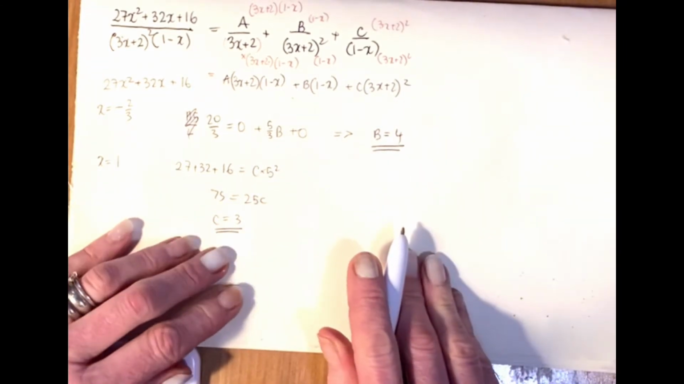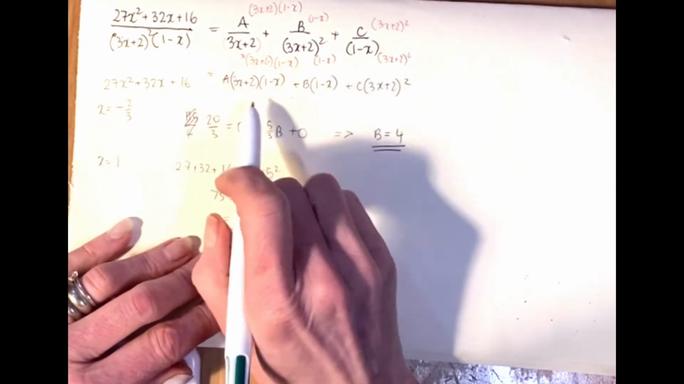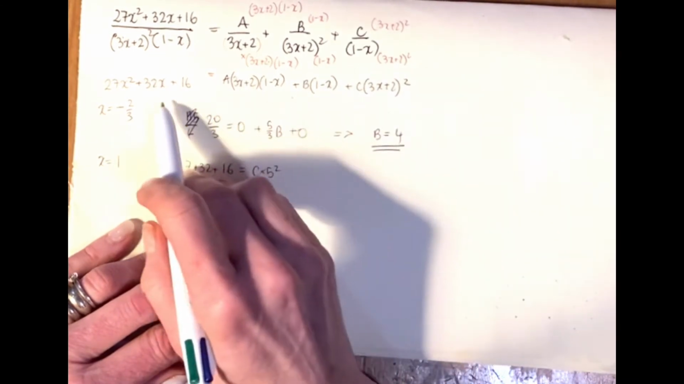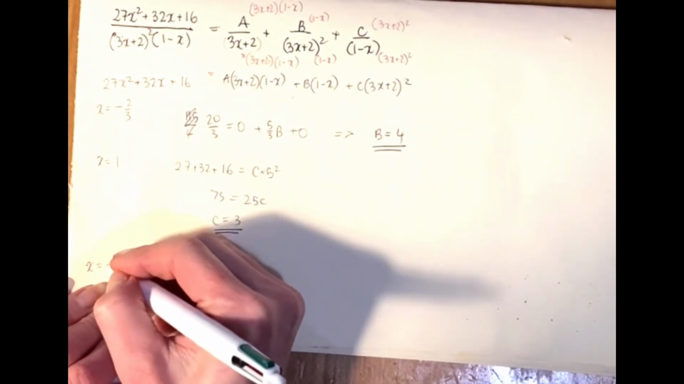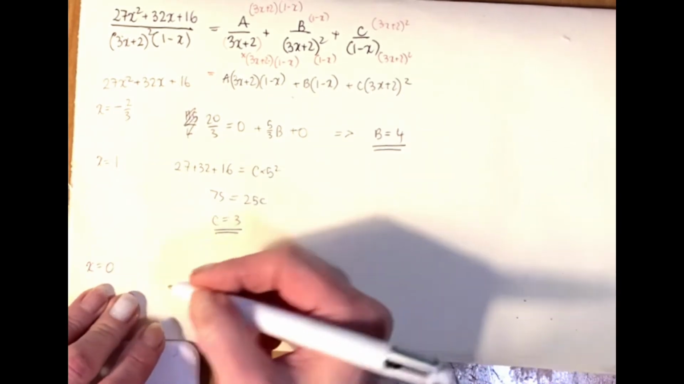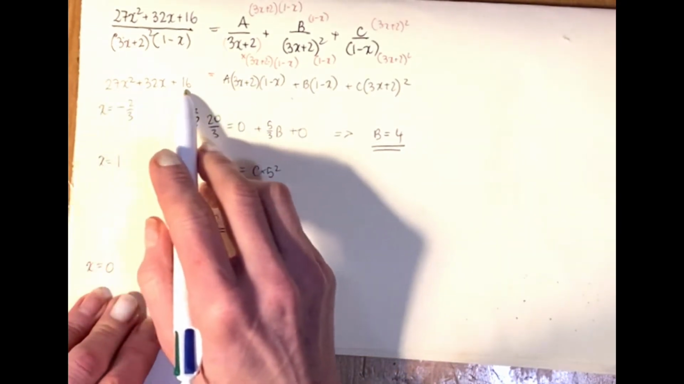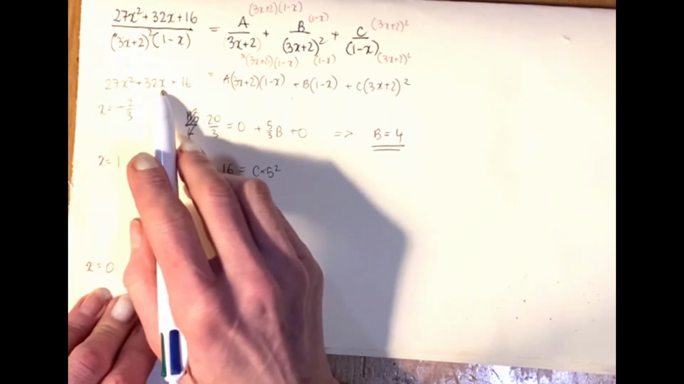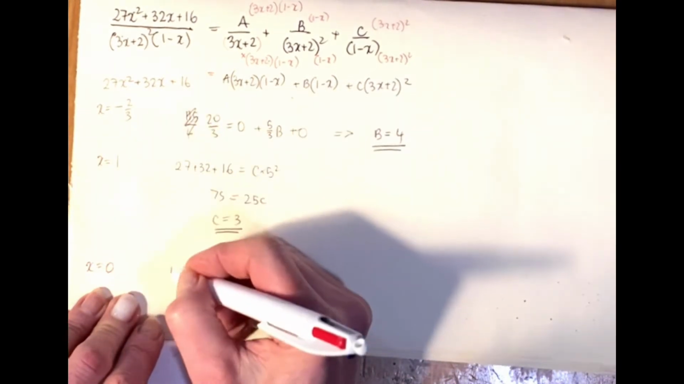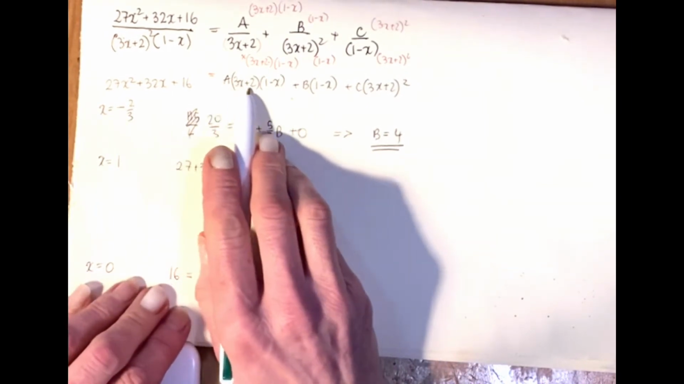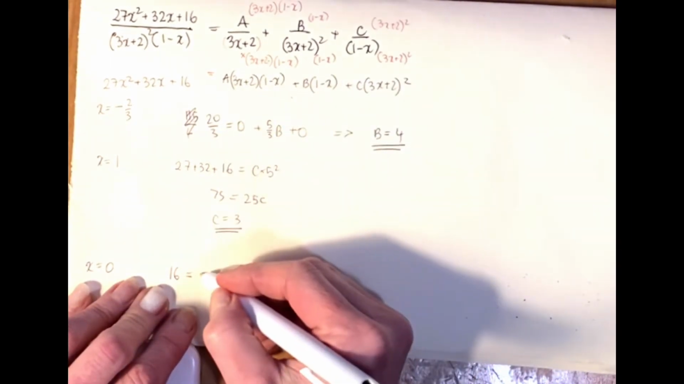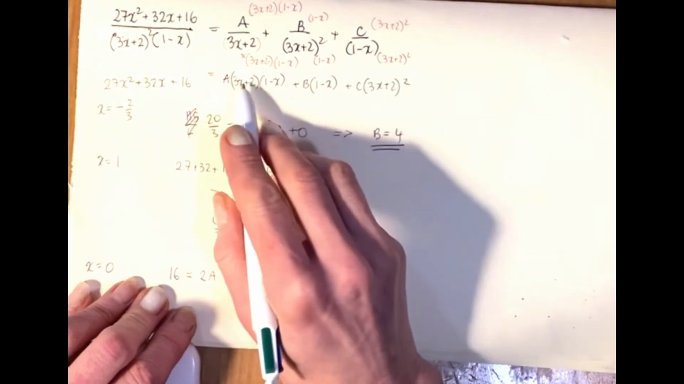Now we need to find the value of A. So we've run out of values that make those brackets equal to 0. So what you need to do is try another value of x. So let's try x equals 0, because it makes the calculation easy. The left-hand side will go to 0 plus 0 plus 16, so 16. On the right-hand side you have A times 2 times 1, so it's 2A because x is 0.